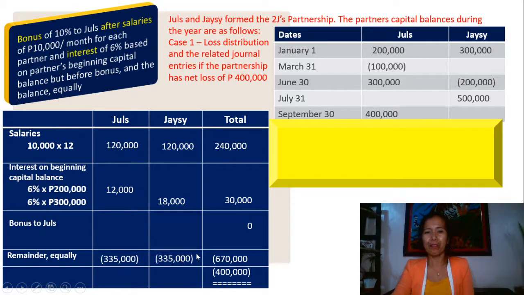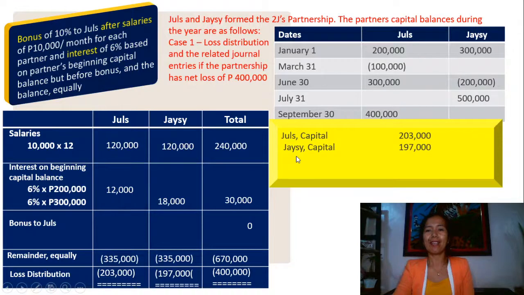335,000 for each partner. And the total share in the net loss is negative 203,000 for Jules, and for JC, negative 197,000, and this is our entry. Finally, just a reminder, the amounts for the capital accounts will come from our table here at the bottom. And I hope that you learned something in this lesson.